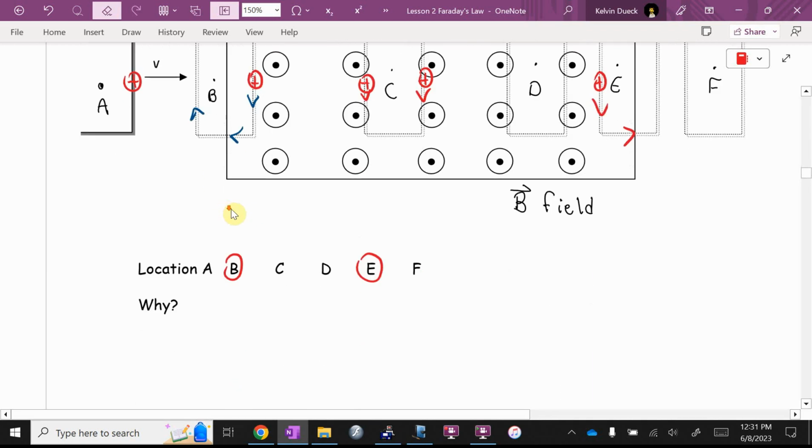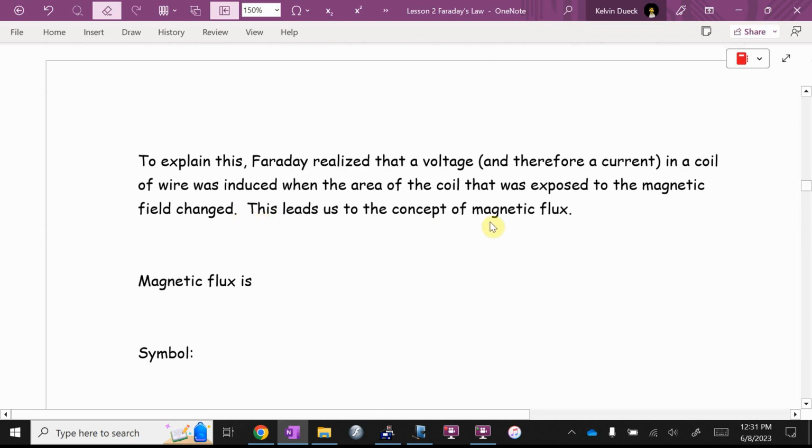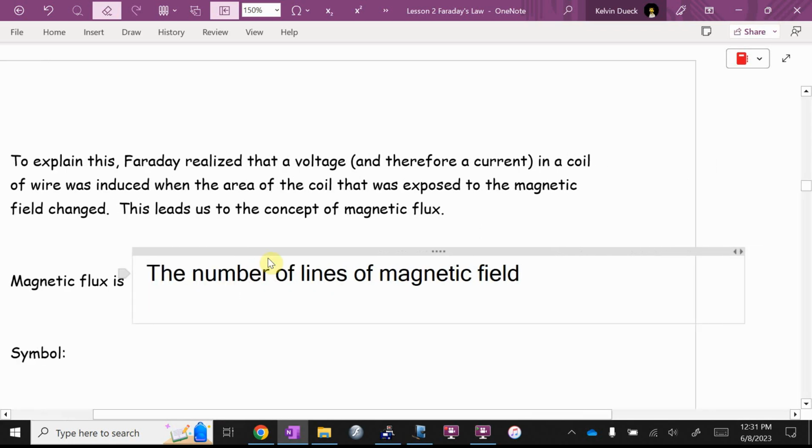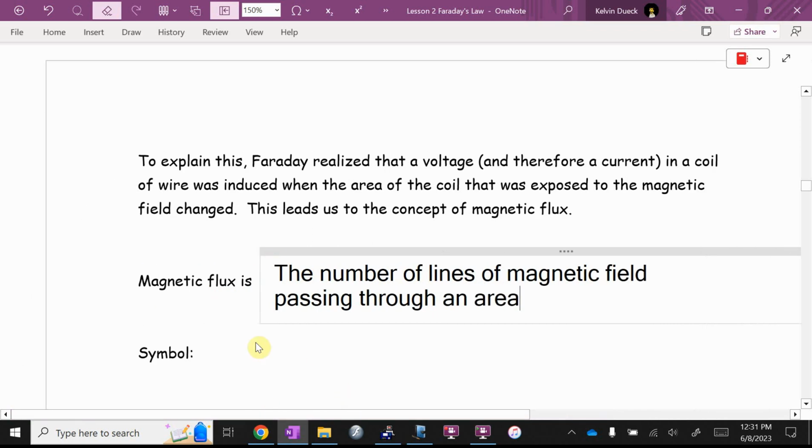And this is going to bring us to the notion of magnetic flux. What is magnetic flux? It's the number of lines of magnetic field passing through an area. It's how much magnetic field is passing through an area. But I'm going to say how many lines of it because we're going to have to think about how this all fits together.